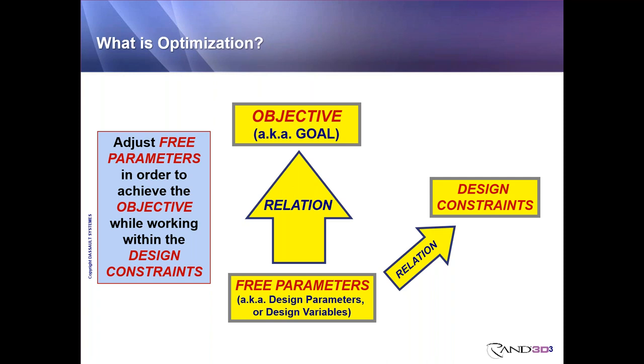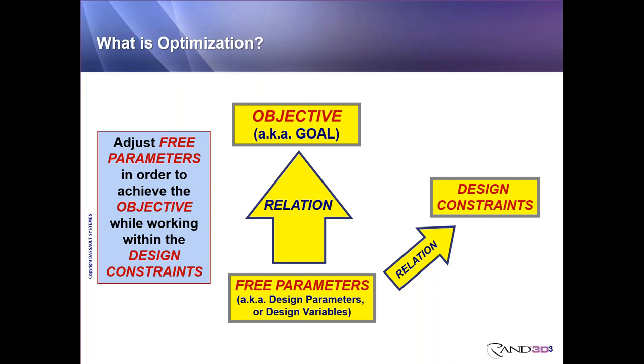In many cases, you also use design constraints. These are certain limitations on the design. A simple example might be, okay, you want to minimize the weight of a load-bearing part, and you don't want the stress to exceed the strength of the material. That becomes a design constraint. And certainly you need to establish certain relations between those, how free parameters affect the design constraints and your objective or goal function. And what happens, the software itself automatically is going to adjust free parameters in order to achieve, or best achieve, the objective while working with the design constraints.